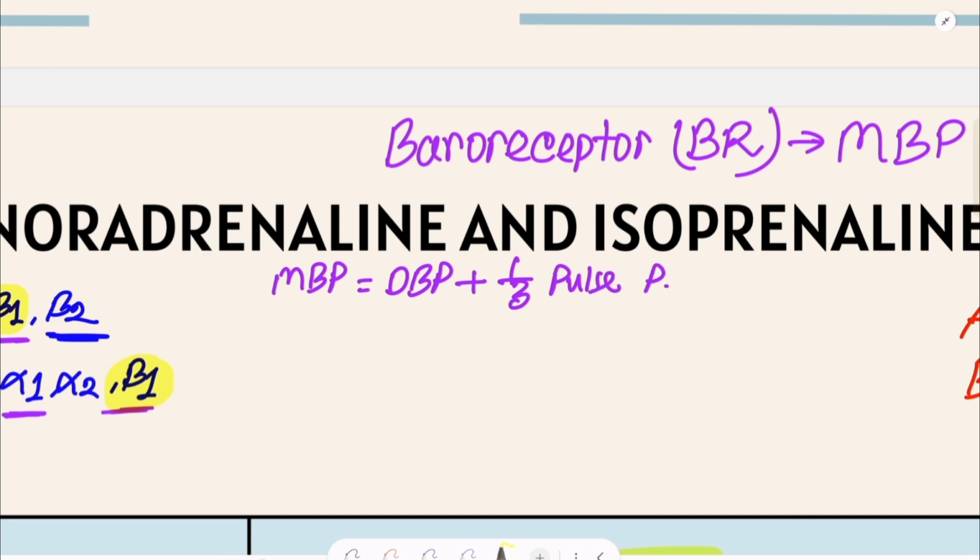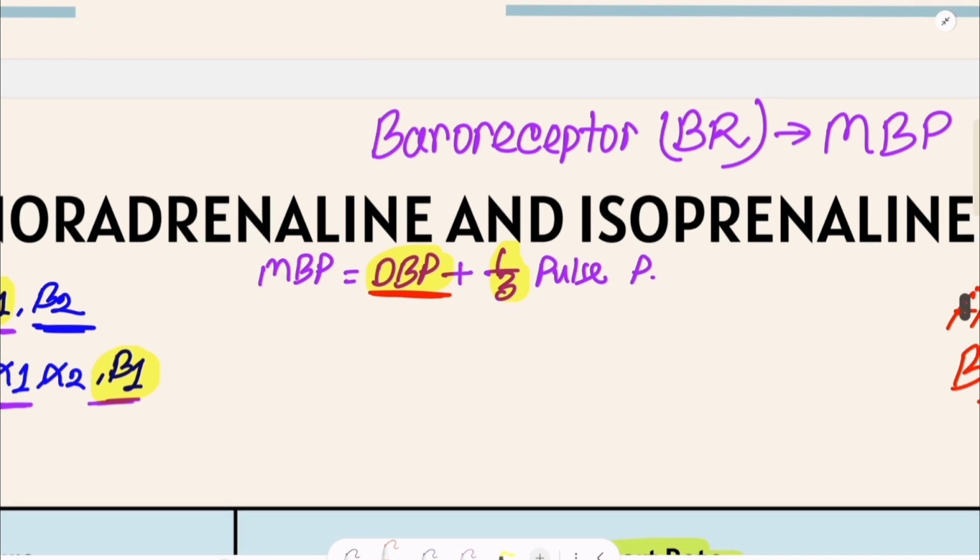So the major component here is diastolic blood pressure. One third of pulse pressure is negligible. So we can safely assume that baroreceptor mainly senses the diastolic blood pressure. So what happens when the diastolic blood pressure increases? When the diastolic blood pressure increases, the baroreceptor gets the information and the baroreceptor is stimulated.